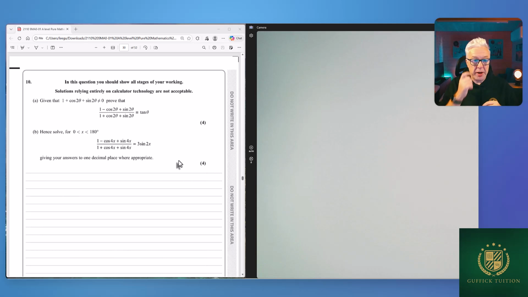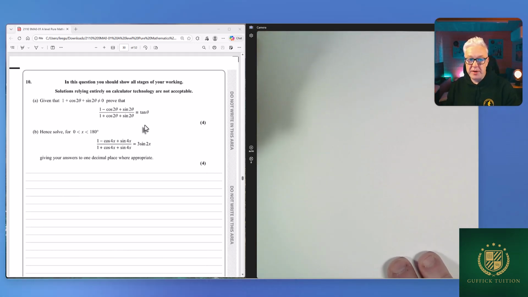So it says, given that 1 add cos 2 theta add sine 2 theta is not equal to 0, prove that that expression is true. My advice on this one is you can see that on the right hand side we've got tan. So when we're simplifying our left-hand side, insofar as possible, we want to get everything to do with sine in the numerator and everything to do with cos in the denominator, so that we have a better chance of getting tan out of it. If you're aiming for tan, that would be my advice. So let's start off by writing it down.